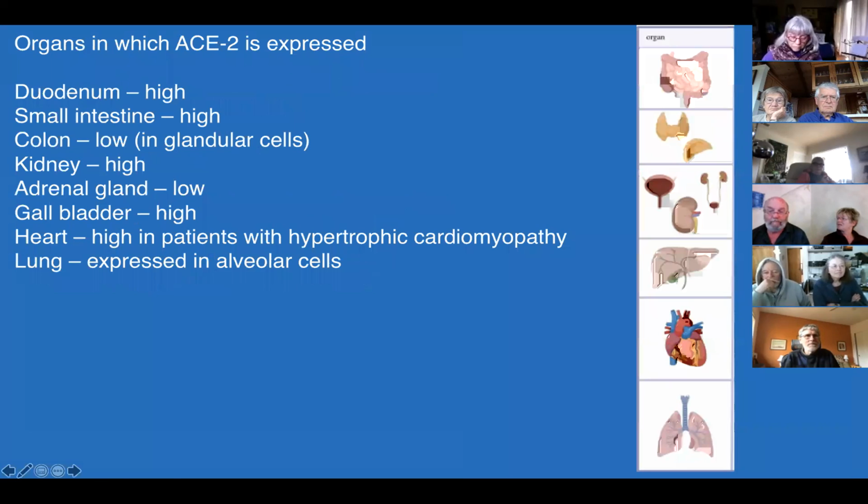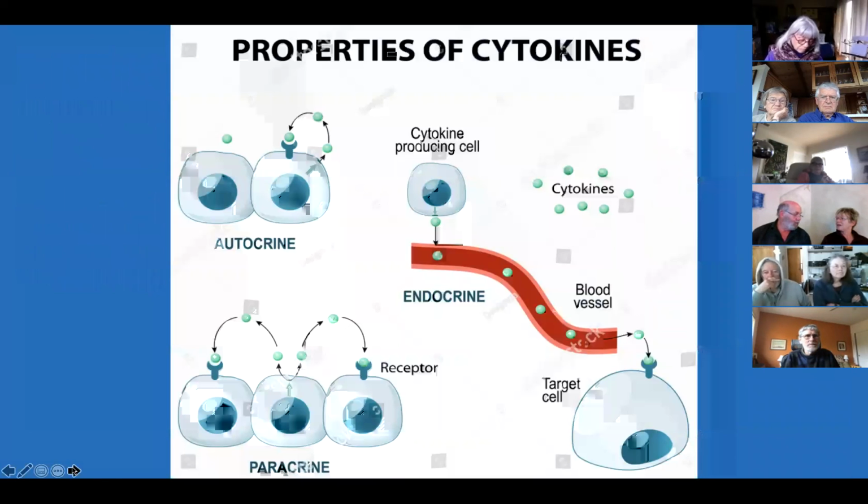All right, so I wanted to talk about cytokines. Cytokines are a family of relatively small molecules that are produced by cells of the immune system and some other cells in the body. There are three different classes, and they're categorized by how they function.